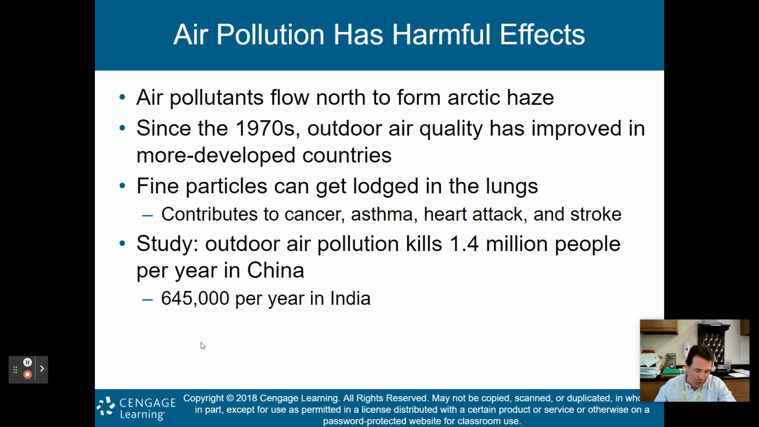All right. So obviously, we're talking about this because air pollution has harmful effects. Air pollutants flow north to form Arctic haze. Believe it or not, in the Arctic, where there are no local pollutants because no one really lives up there, all the pollutants from the south flow up to the north because our winds go from hot to cold. So it moves all those pollutants to the north and produces a haze of pollution in the Arctic. Since the 1970s, outdoor air quality has improved in the more developed countries because we enacted laws to clean up the air. But unfortunately, in some of our lesser developed countries, they don't have those laws.